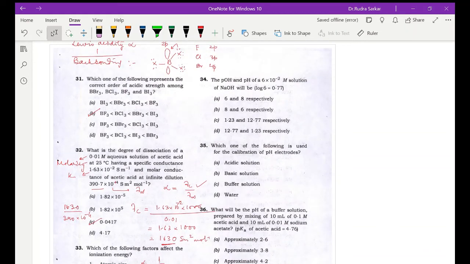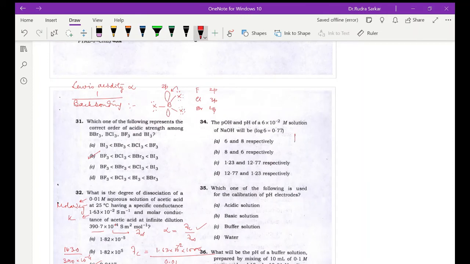pOH and pH of a 6 into 10 to the minus 2 molar solution of NaOH will be what? We have to find out. So basically we know pOH is minus log to the base 10 of OH minus concentration, that is 2 minus log 6, or that would be 1.23 for pOH. So pH will be 12.77.